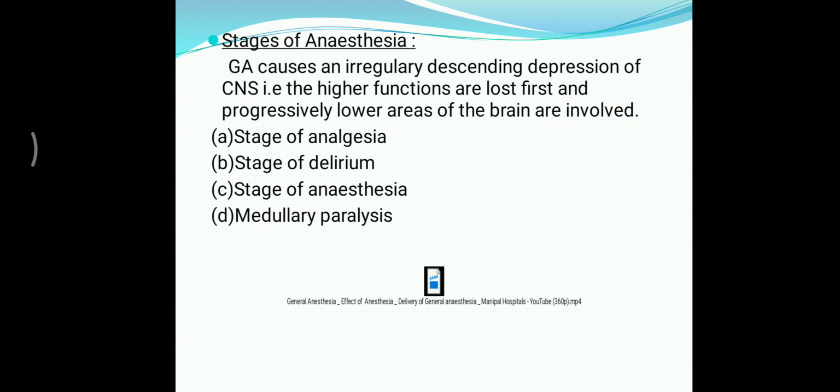Now let's see about the various stages of anesthesia. General anesthesia causes an irregularly descending depression of the central nervous system. That is, the higher functions are lost first, and progressively lower areas of the brain are involved. There are 4 stages: stage of analgesia, stage of delirium, stage of surgical anesthesia, and medullary paralysis.